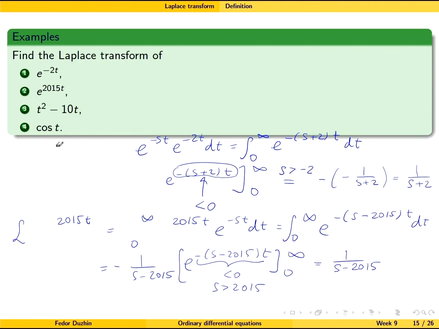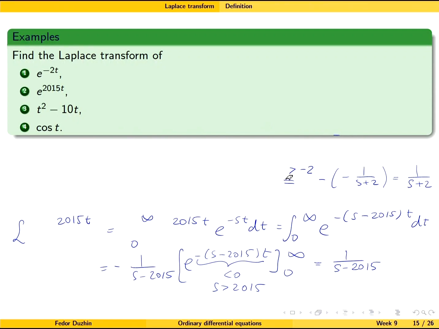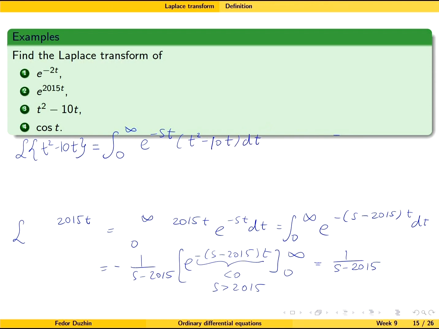The next one is going to be a little bit more complicated, but I'm going to cheat. I'm going to do the integration using Wolfram Alpha. I have actually prepared it in advance, so I'm not going to even refer to Wolfram Alpha explicitly. So what is the Laplace transform of t squared minus 10t? This is by definition the integral from 0 to infinity e to the minus st times t squared minus 10t dt.